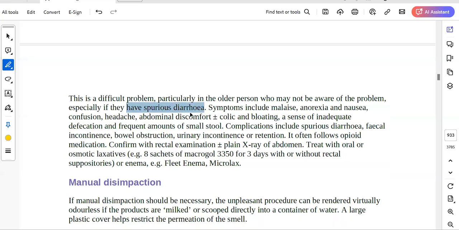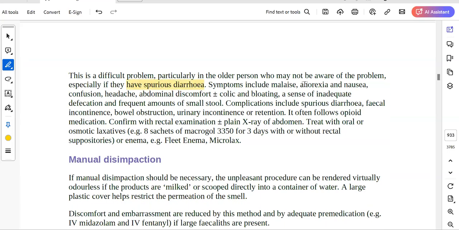An elderly patient coming to you with spurious diarrhea, malaise, anorexia, nausea, abdominal discomfort, bloated sensation, sense of inadequate defecation, that is the time when you think of fecal impaction. If you palpate their tummy, you might be able to feel a hard mass on their abdomen. It is very common in patients who take opioids because opioids can cause constipation.